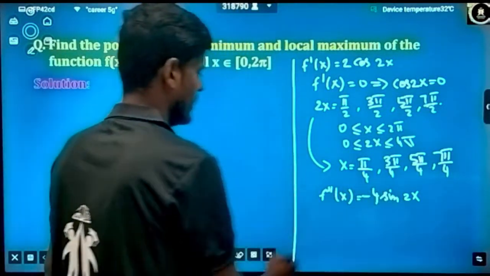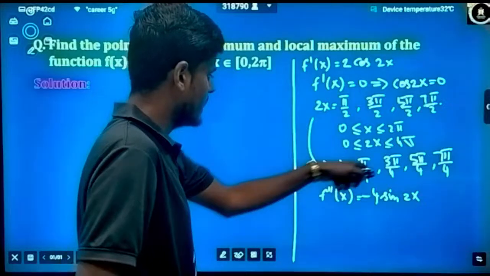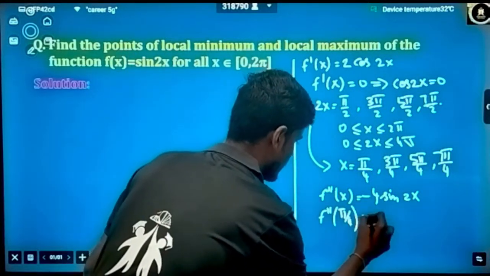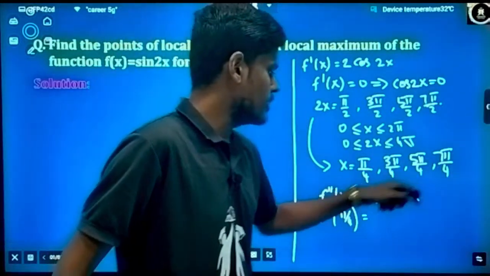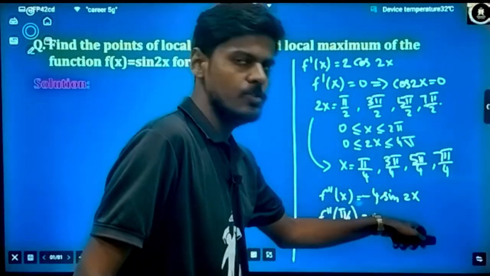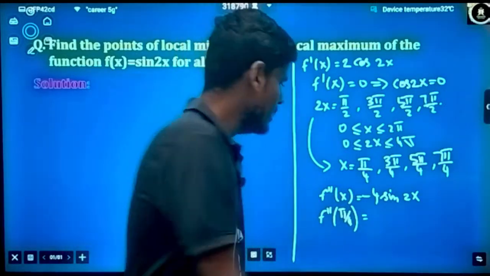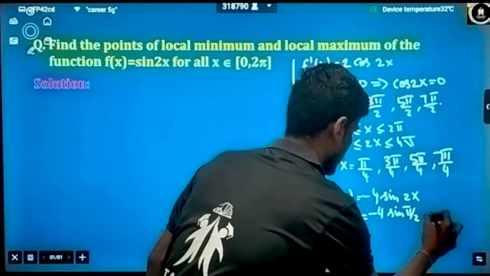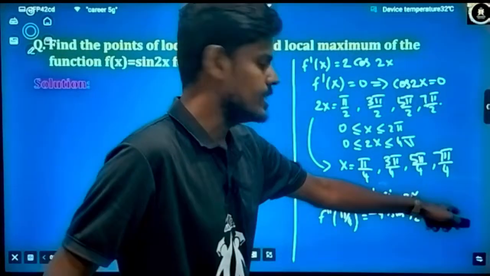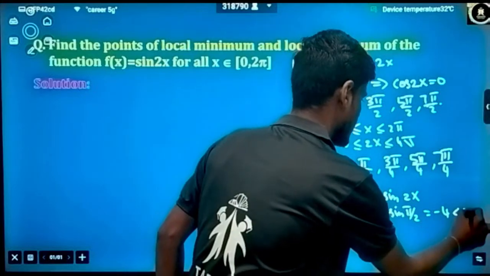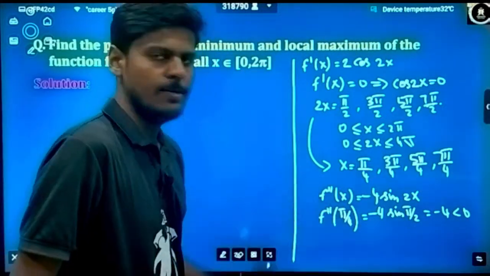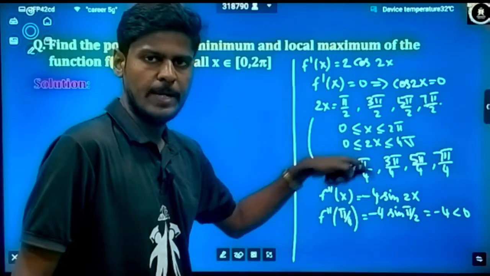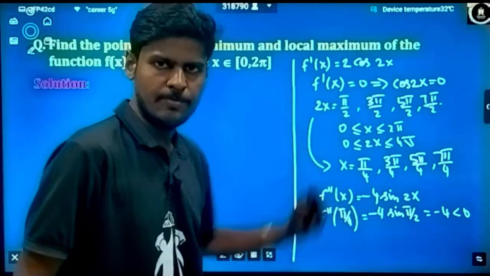Now what we need to do? Evaluate f double dash at the critical points. So f double dash of pi by 4, what is the value? When you substitute pi by 4 in place of x, 2x will be pi by 2. So sin pi by 2 is 1. That means this will be minus 4 sin pi by 2, which is nothing but minus 4. And this number is less than 0. So f double dash at pi by 4 is less than 0, which means this function attains a maximum value.